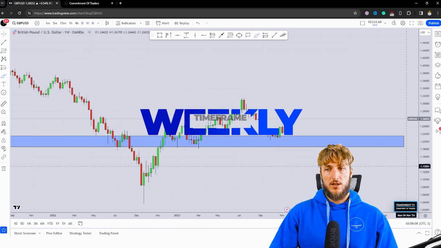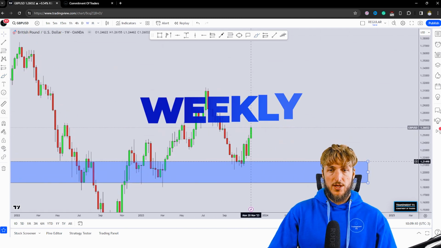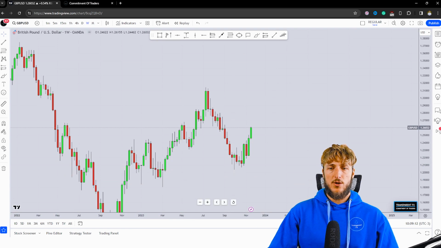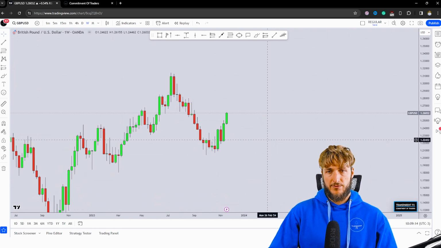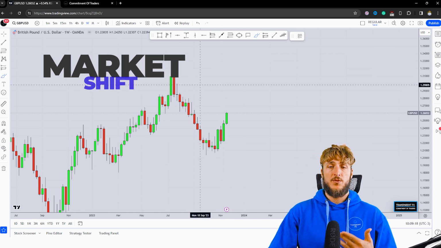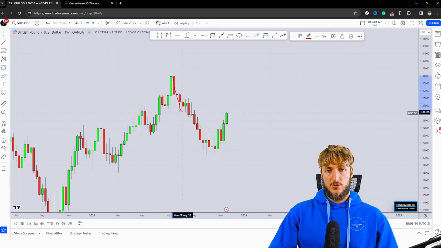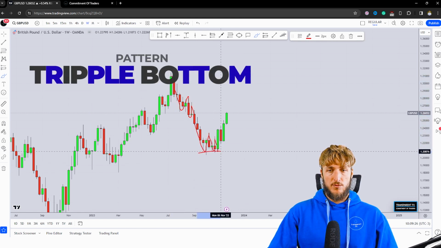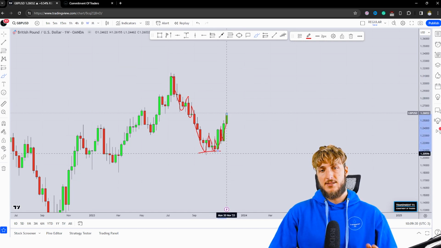Dropping down on the weekly time frame, what do we see? Well, from a weekly standpoint, we can notice how we just had a break of structure. In fact, the market just shifted from a bearish market, which we can easily notice by looking here at how the market was creating lower lows and lower highs. We then had a triple bottom at this area, and the market shifted to creating higher highs and higher lows.